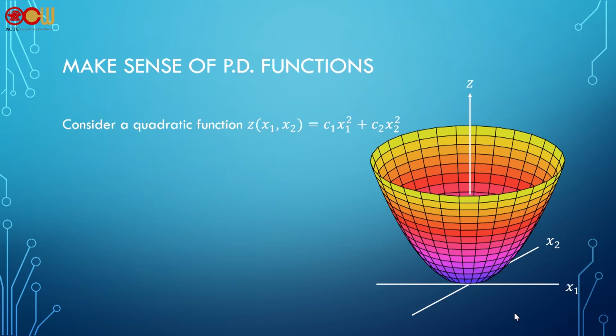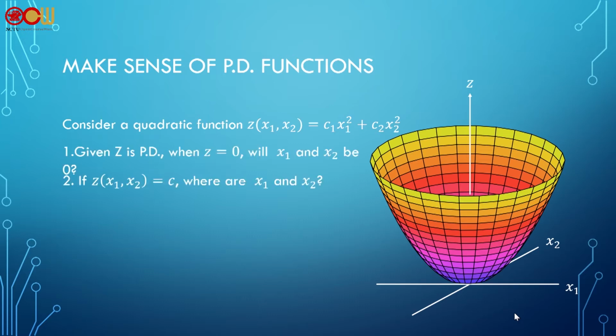This is a quadratic function. C1, C2 are the coefficients. So any function of this type can be considered as a Lyapunov function, which is positive definite. And the configuration is like this, which is 0 at 0. Okay, here are some questions.